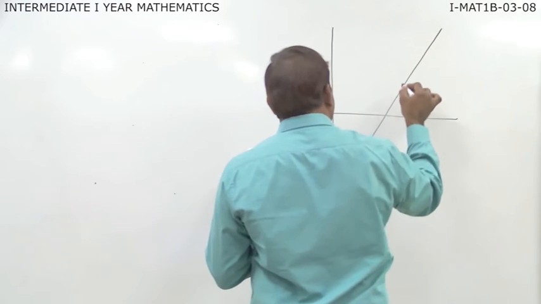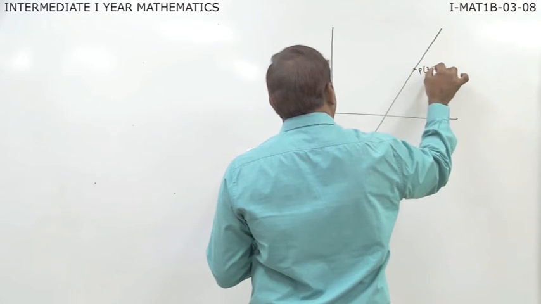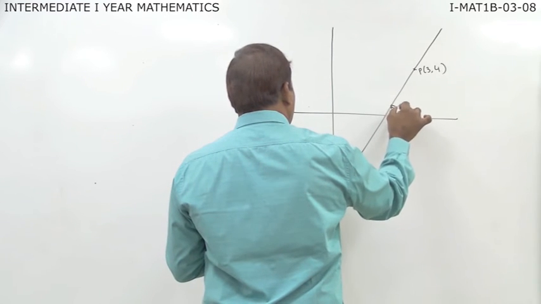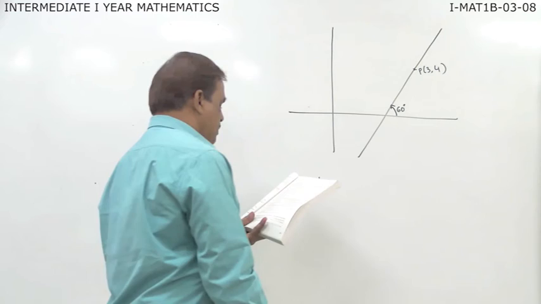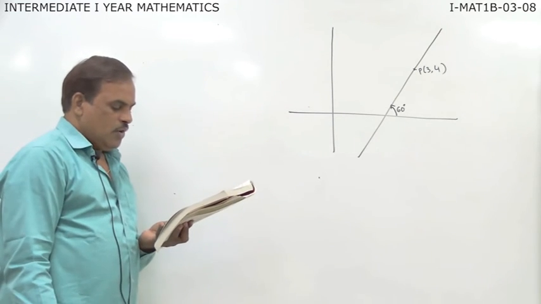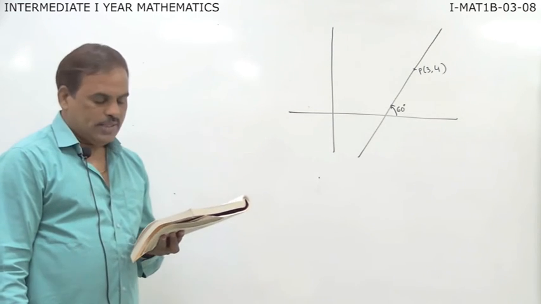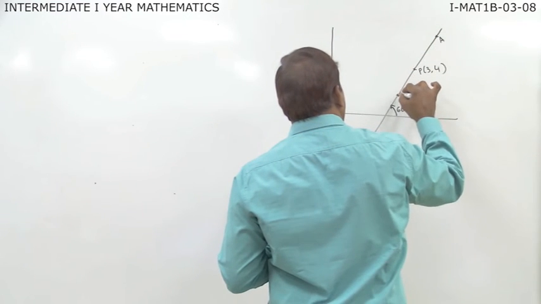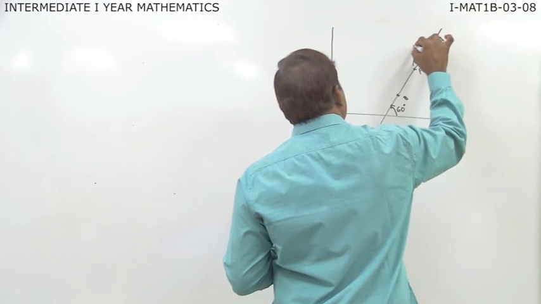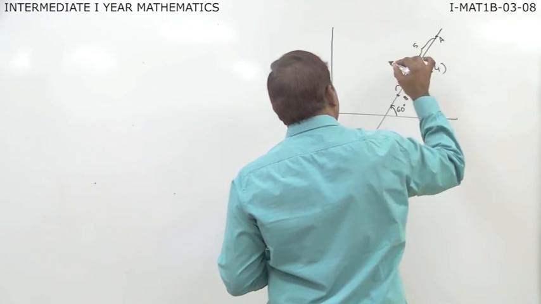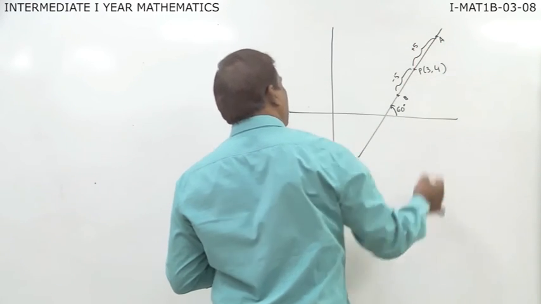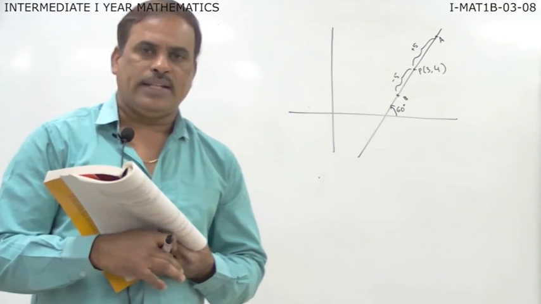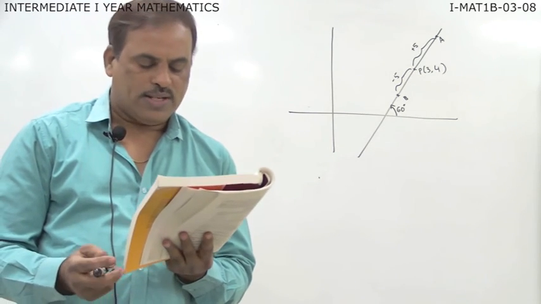So a straight line through P (3,4) makes an angle of 60 degrees with the positive direction of x-axis. Find the coordinates of the point on the line which are 5 units away from P. Let's say this is the point A and this is the point B. These 2 points are at a distance of 5 units from P. Okay, if this is plus 5, this will be minus 5. This already we did in the second section. Okay, second exercise only we did this. You can do this problem as homework once again.